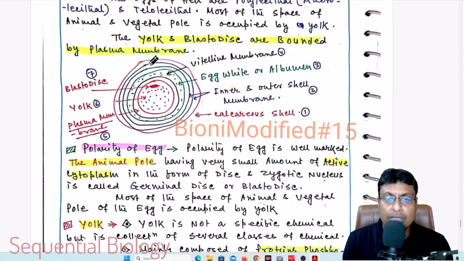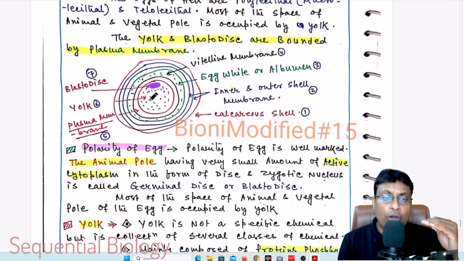You know, there are many membranes present. The chicken egg is yolk-laid, and a huge amount of yolk is present in the chick egg, so this is a megalecithal egg. And this yolk pushes the active cytoplasm, or the blastodisc, towards the periphery, where it resides on the top of the yolk, right?